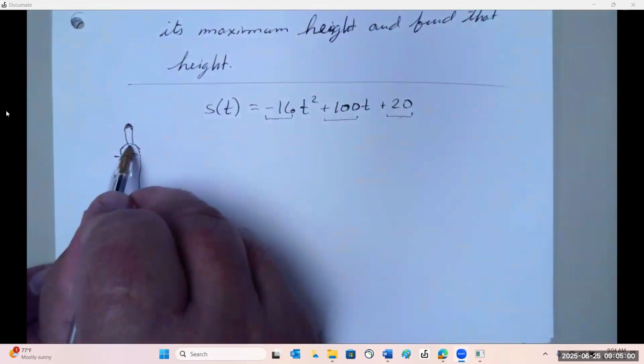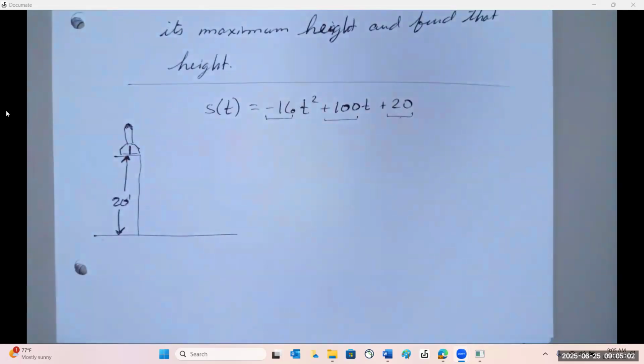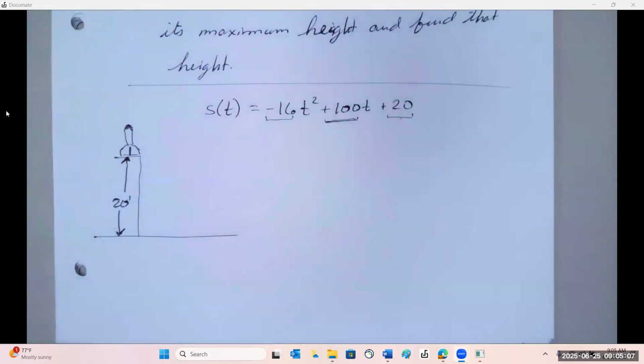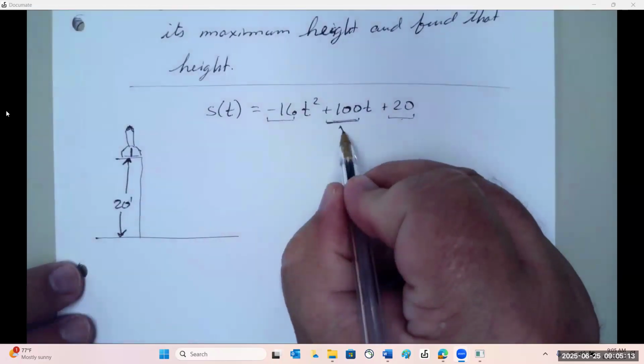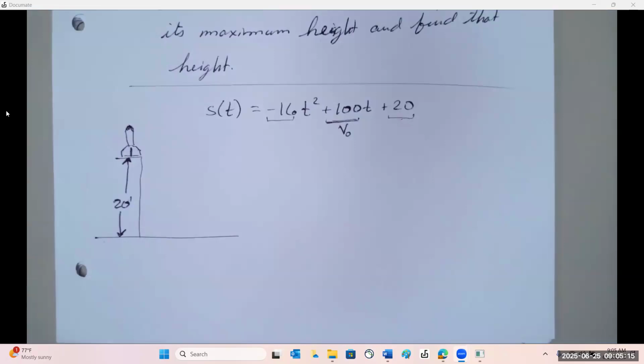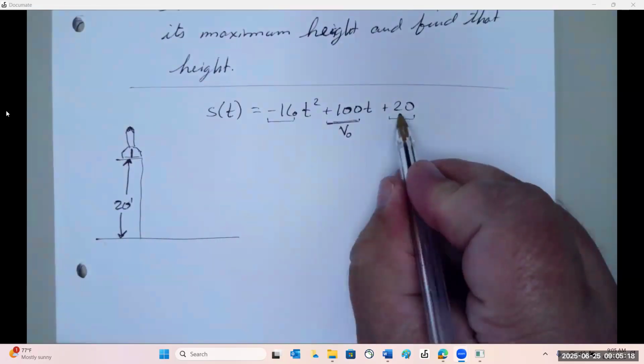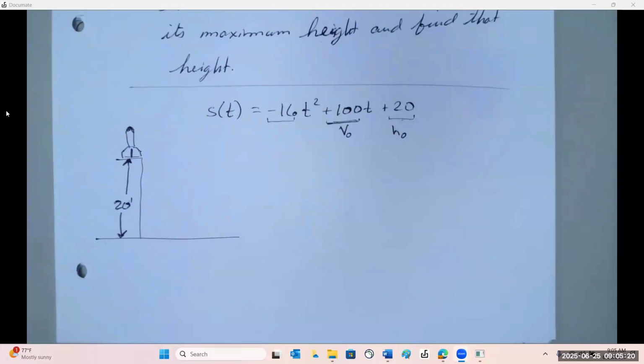And there's your rocket with its fins and everything. It takes off at 100 feet per second. That's the initial velocity, denoted by v sub 0. H sub 0 is your initial height. So in general, you'll see equations like this. These numbers won't be given to you. You'll have the general formula, and you have to plug in all the information you're given.